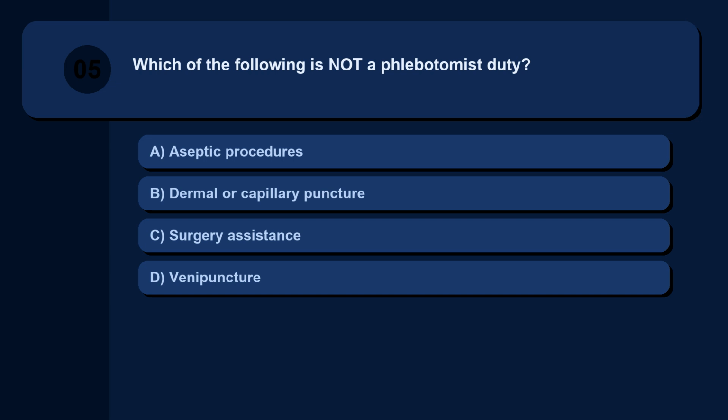Question 5. Which of the following is not a phlebotomist's duty? Aseptic procedures, dermal or capillary puncture, surgery assistance, venipuncture. Surgery assistance falls outside the scope of phlebotomy practice. Phlebotomists perform venipuncture, capillary puncture, and aseptic procedures for blood collection.